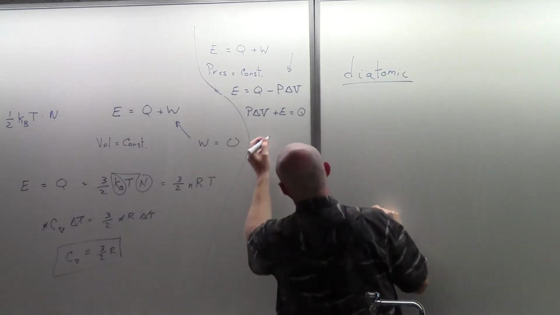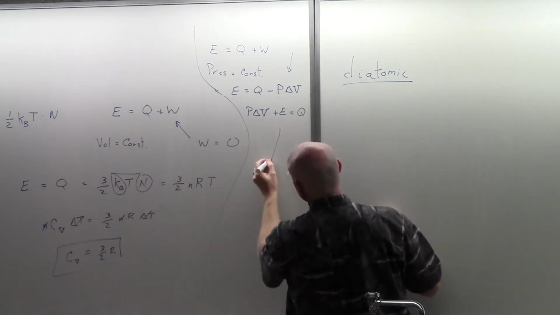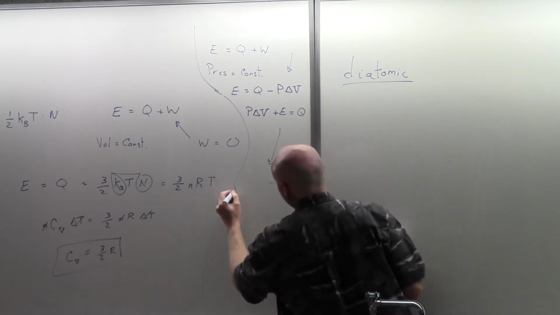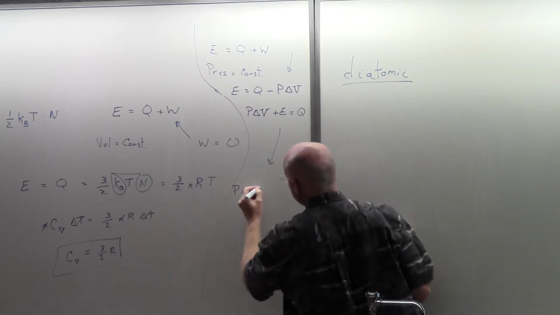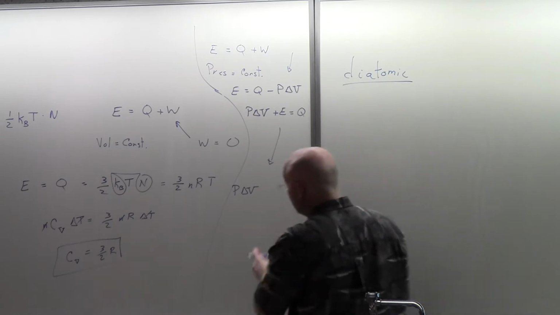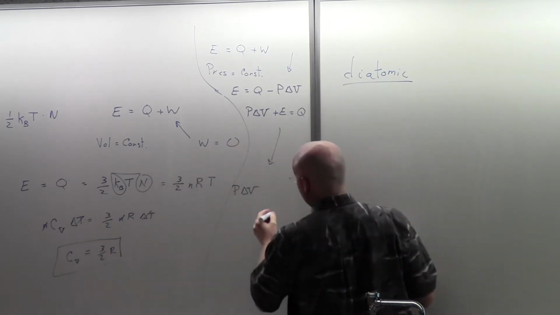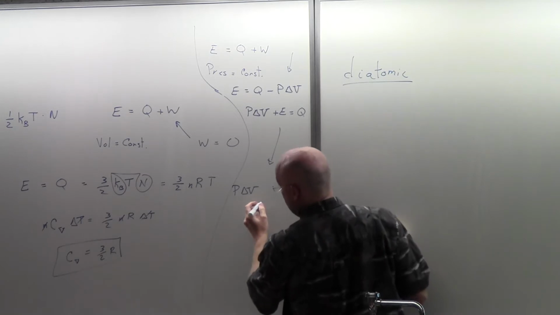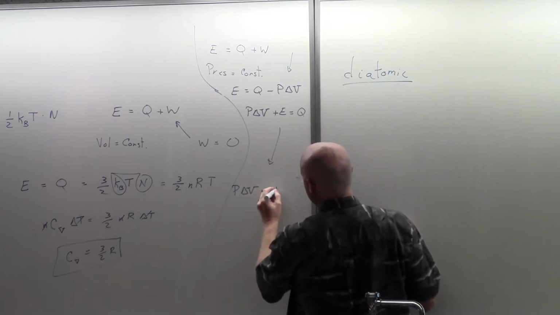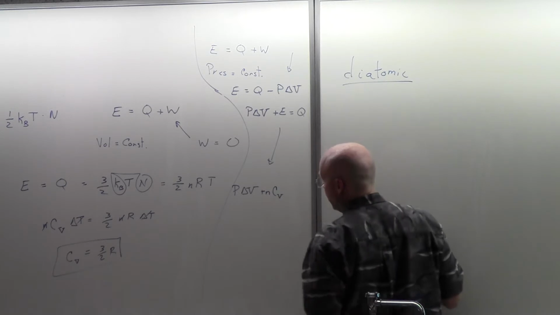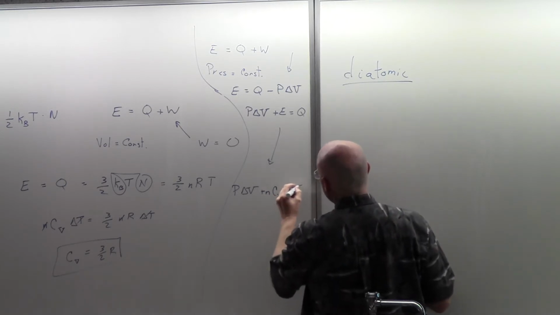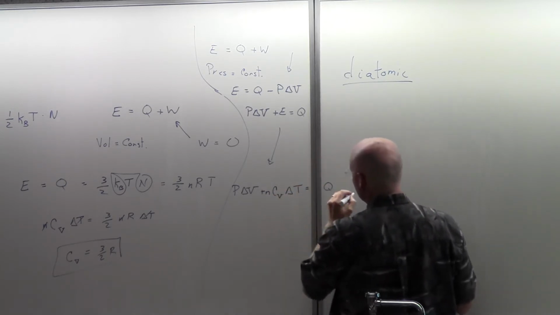And so, see if I can squeeze this in here. But this will be a P delta V. And in place of E, why don't I just put what we had before here, that this would be N C V delta T equals Q.